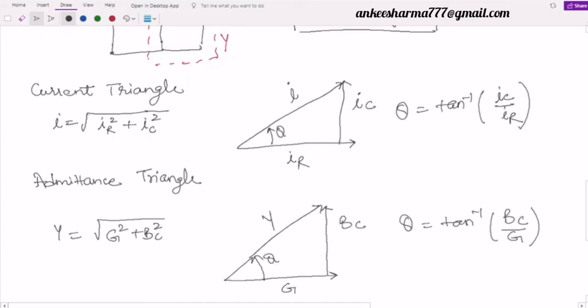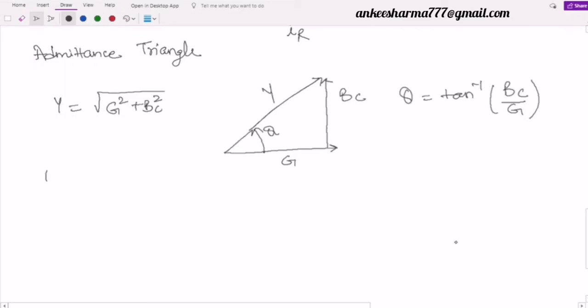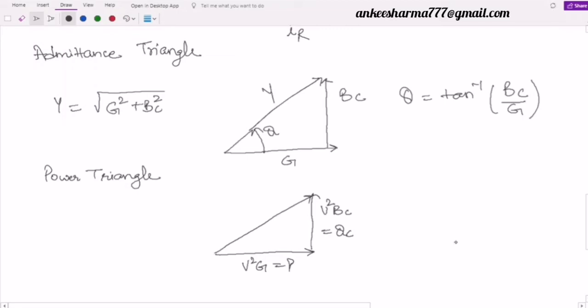Similarly, you can do it for the third one, the power triangle. In the power triangle, again we will take the power across the resistance as V square G equal to P. Then the power across the capacitor is denoted by V square into BC, which we note as QC, and the total power is denoted by V square into Y, which is S. Over here we have theta is equal to tangent inverse of QC by P, where I can write that S is equal to under root of P square plus QC square.